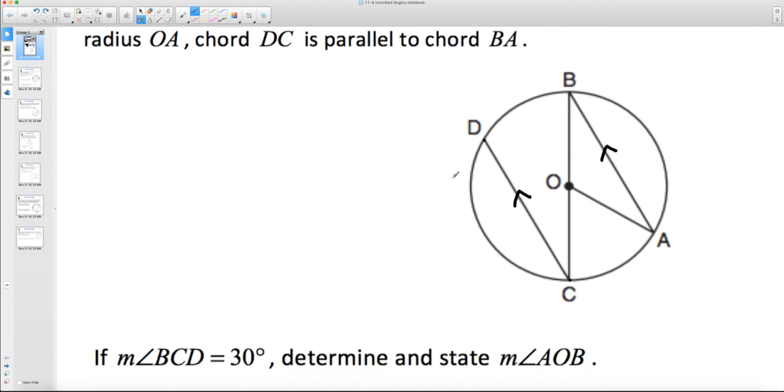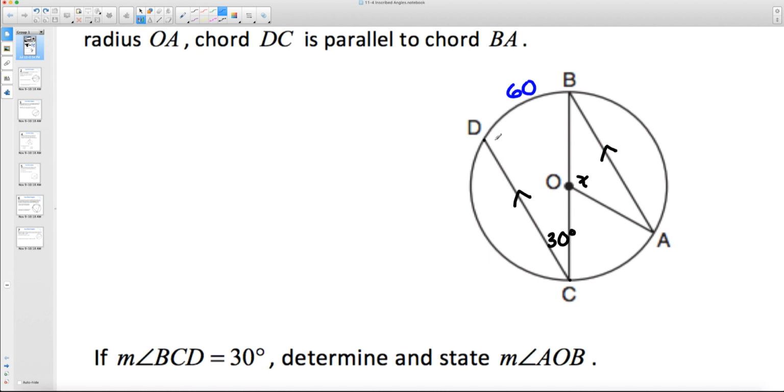If angle BCD is 30 degrees, determine and state the measure of angle AOB. I'll call this x. There's a couple of ways you could think about this. First off, this is an inscribed angle, it's 30 degrees, so then this arc here is going to be 60.